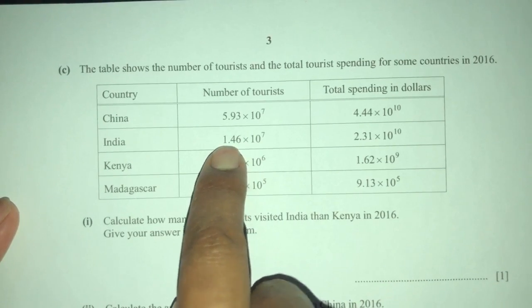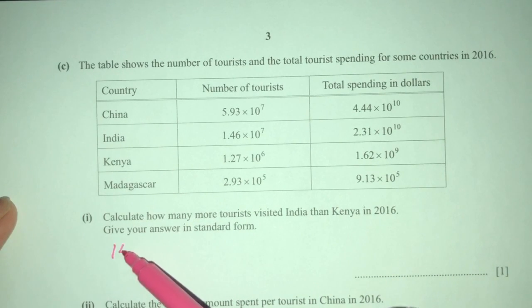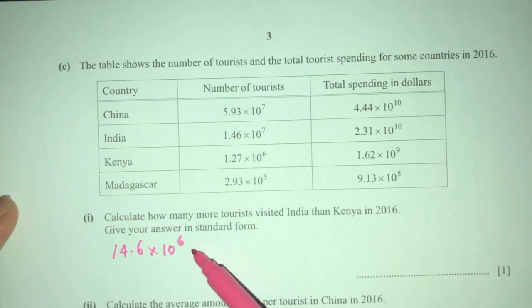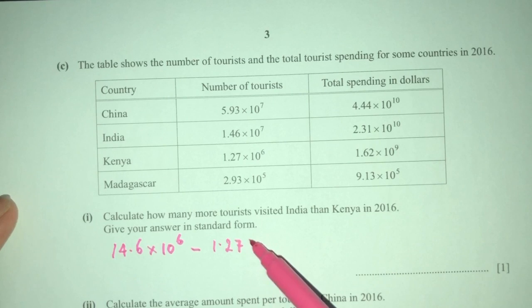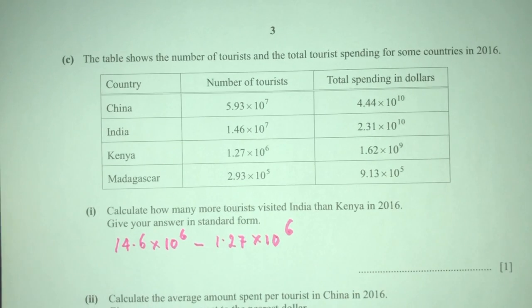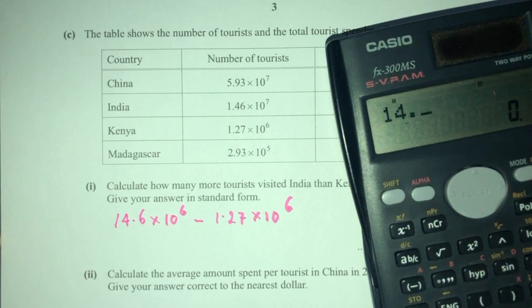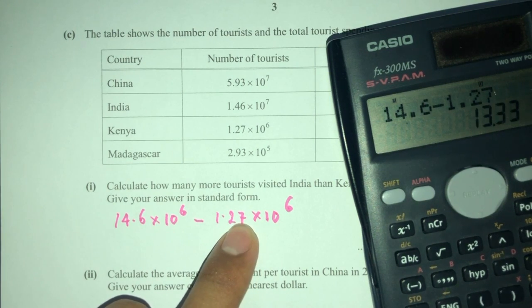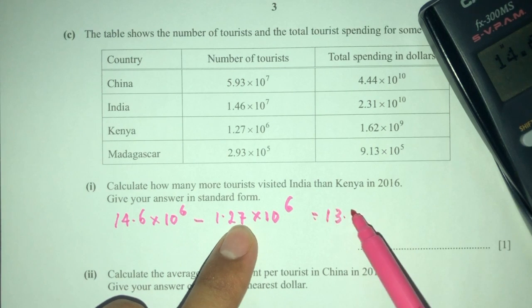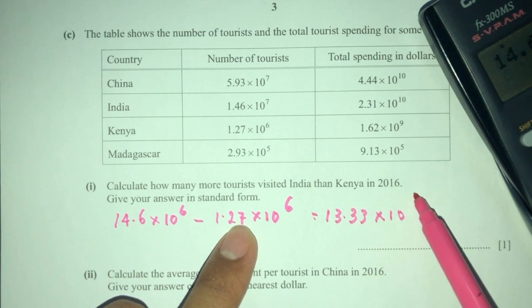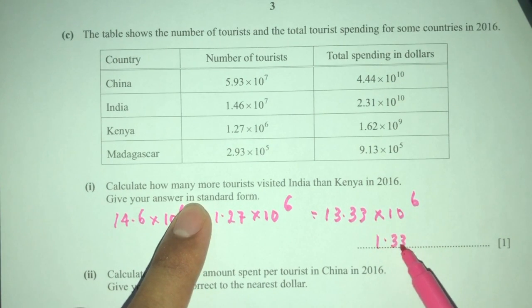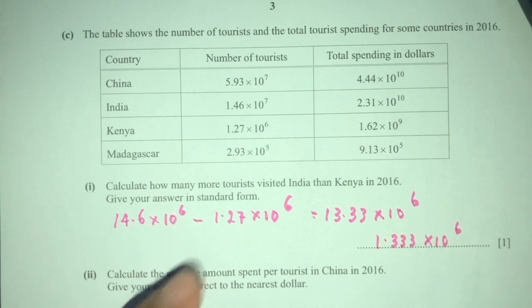So this multiplied by 10 will be 14.6 times 10 power 6, then minus this one, 1.27 times 10 power 6. Now because the powers are the same, we can do the subtraction. So we have 14.6 minus 1.27, which will give you 13.33 times 10 power 6. Now again, we have to provide the answer in standard form, so that will be 1.333 times 10 power 6. That is part 1 of your question.